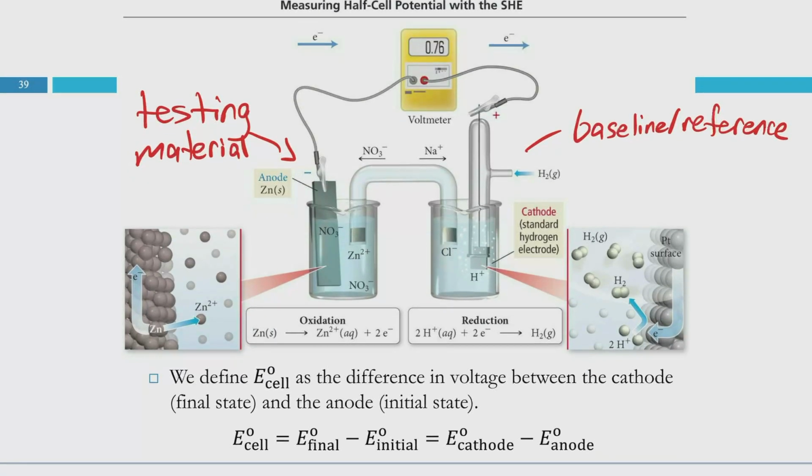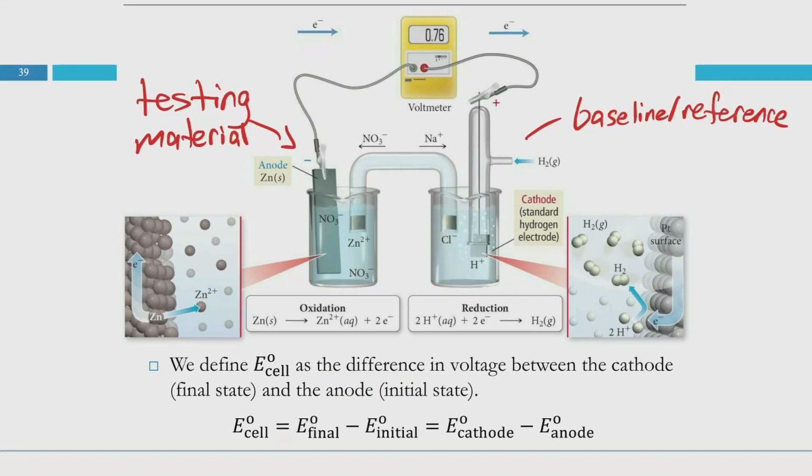And we've got our standard potential for a cell, standard cell potential. It's the difference in voltage between the cathode and the anode, or the final and the initial cell potential.